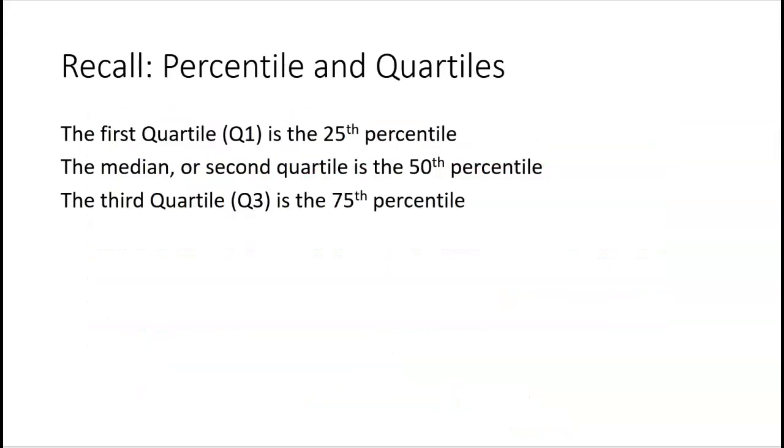Another thing we want to make sure we understand is how to relate quartiles and percentiles. Don't forget that quartiles are just specially named percentiles. Q1 is the 25th percentile. The median is the 50th percentile. And the third quartile is the 75th.